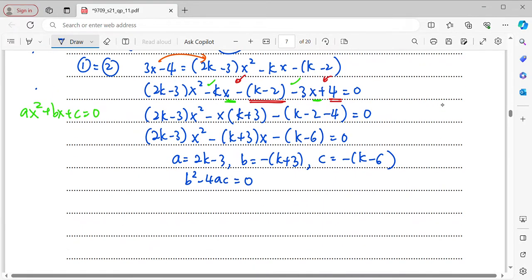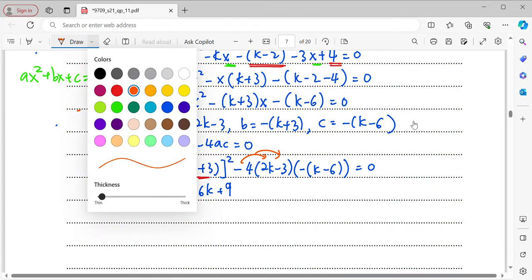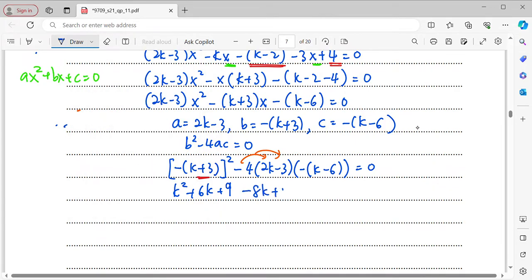It's only one root. So now replace the b, it will be negative k plus 3. Then you have to square this value. Minus 4a, a is 2k minus 3. Then the c is going to be negative of k minus 6, then equals to 0. From here, since the first one is squared, we have to do expansion. But minus squared is positive, so I just need to do expansion for the k plus 3 squared. That means you'll be getting k squared plus 6k plus 9. And then followed by the expansion of these two terms, I will be getting minus 8k plus 12.